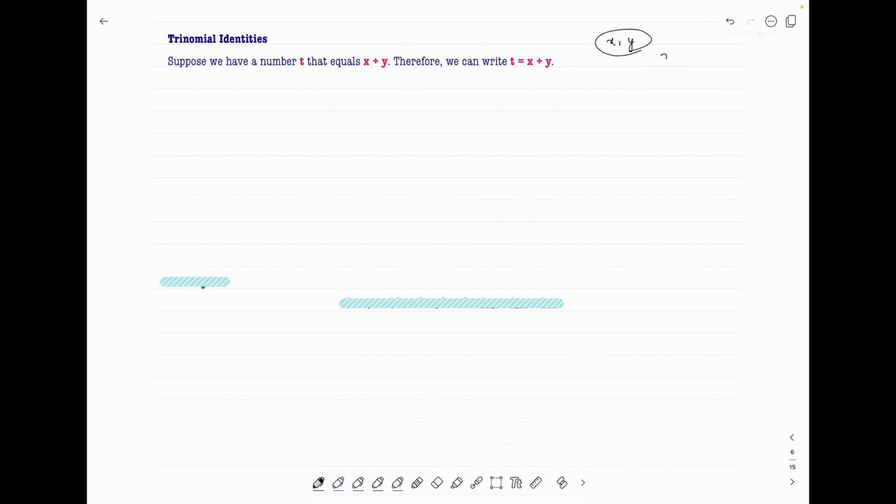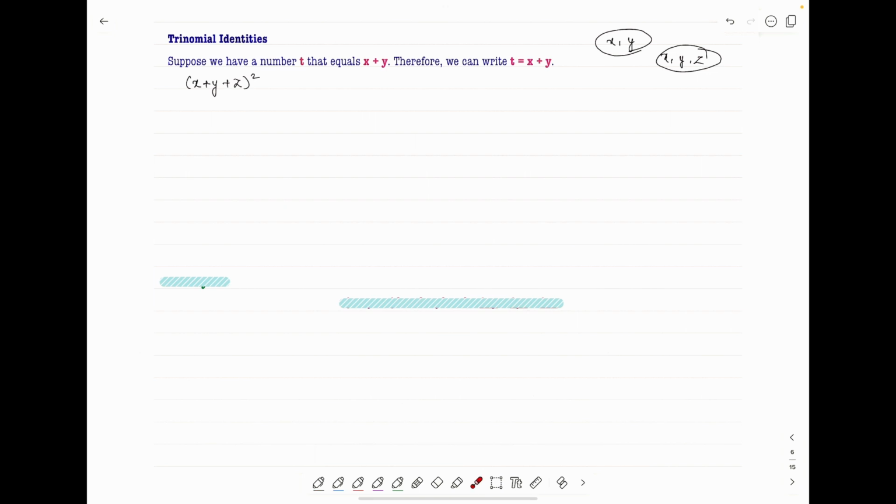In trinomial identities, there will be x, y, and z. 3 terms will be there, 3 variables actually. So how are we going to calculate? Suppose I was given x plus y plus z whole square, I have to find how I am going to calculate.